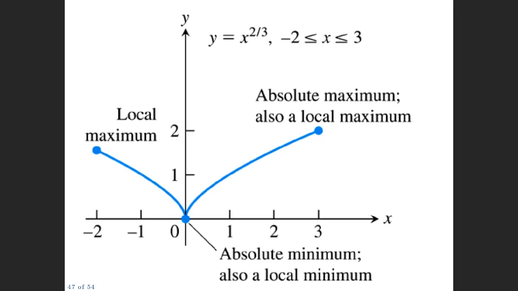And the graph of the function looks like this, and we can see that this is true. Because we have a corner here, we can see that the derivative does not exist at 0, and we can see that there are no points where the derivative is equal to 0. We can see that we have an absolute minimum when x is 0. We have an absolute maximum when x is equal to 3, and we have a local maximum when x is equal to -2.